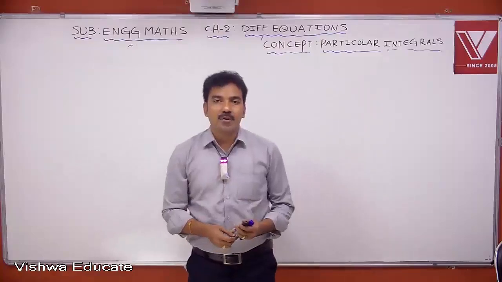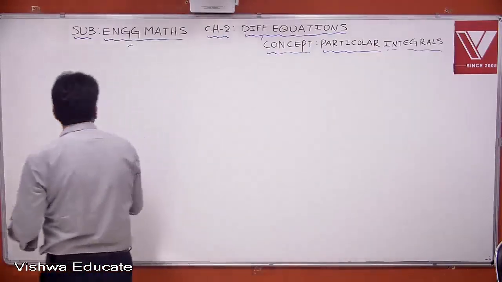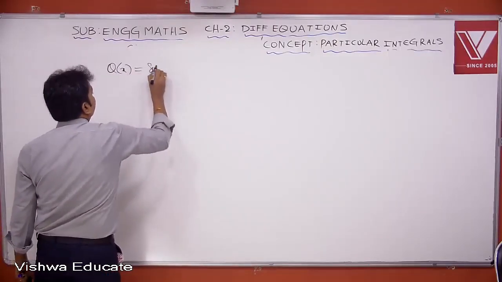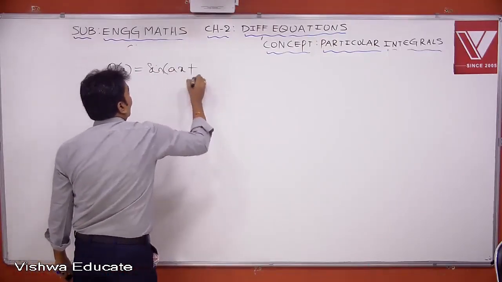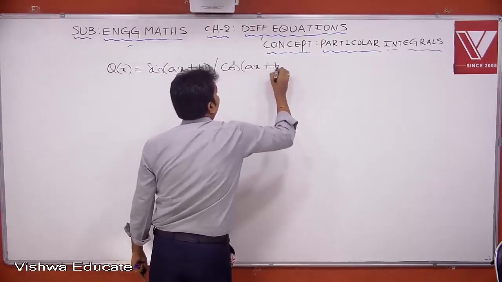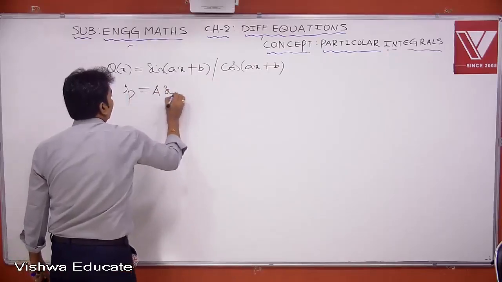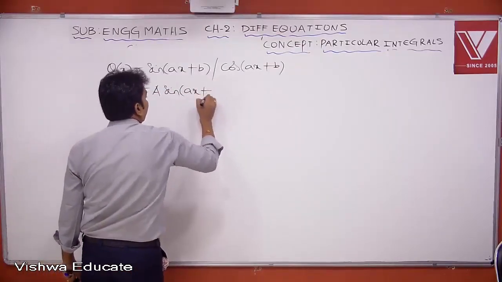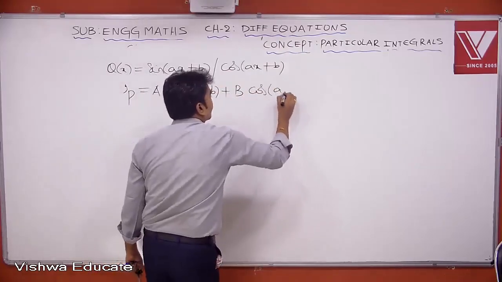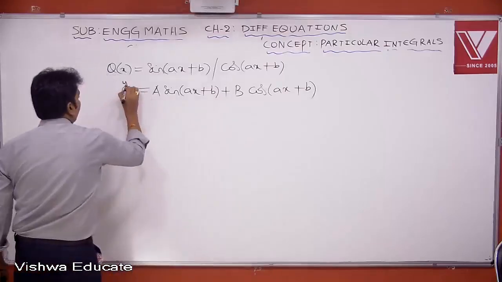Now by looking at examples, the conclusion we have is: if Q of x equals sine of ax plus b or cos of ax plus b, then my particular integral will be in the form capital A into sine of ax plus b plus capital B into cos of ax plus b. Now this will be the general structure of my particular integral.